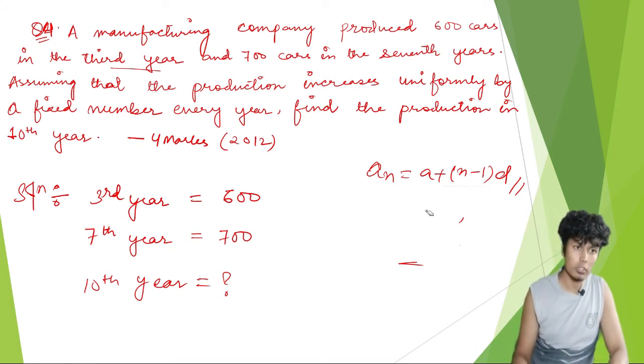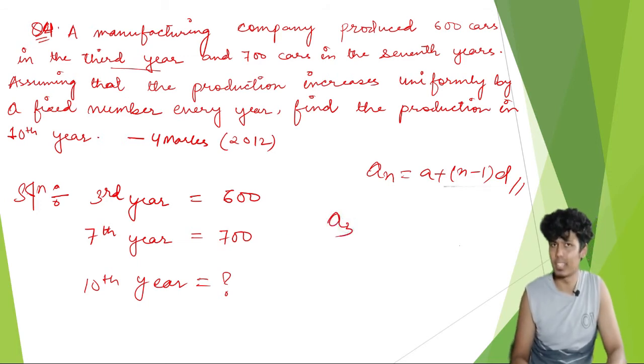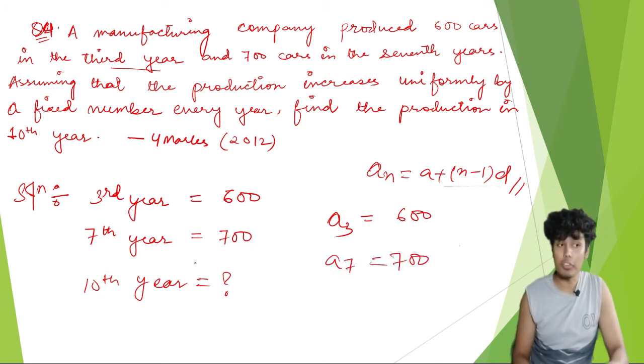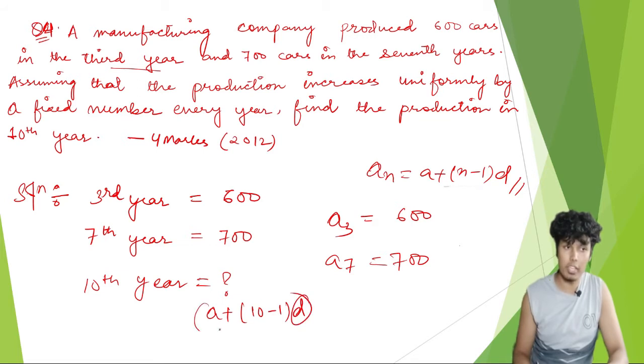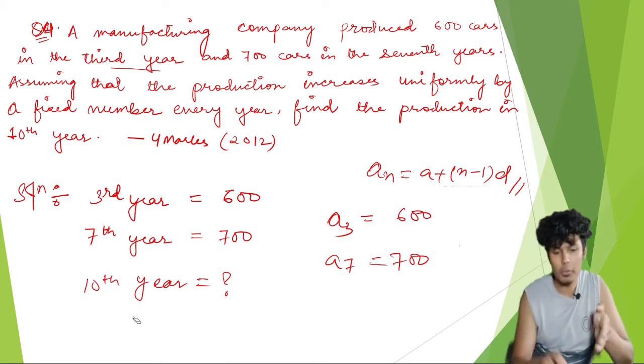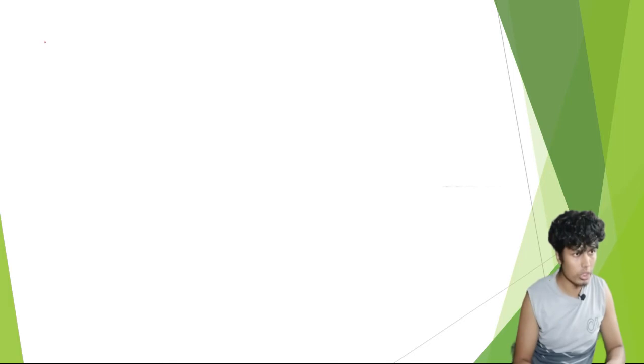So let us write the third year as A3. What is A3? 600. And what is A7? It is 700. So we need to find the 10th year, which will be A plus 10 minus 1 D. So we need to find D and A values for finding the 10th year. Have you understood the question? Now let us start solving the question. Solution.